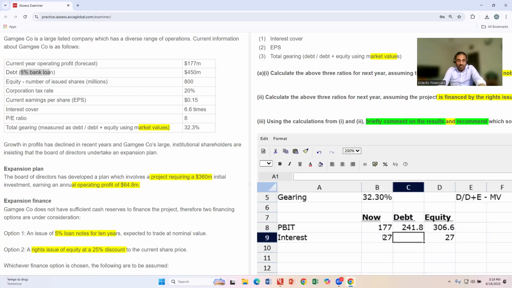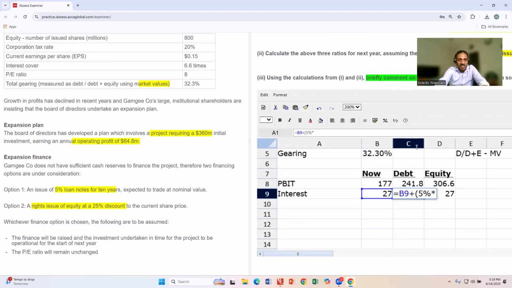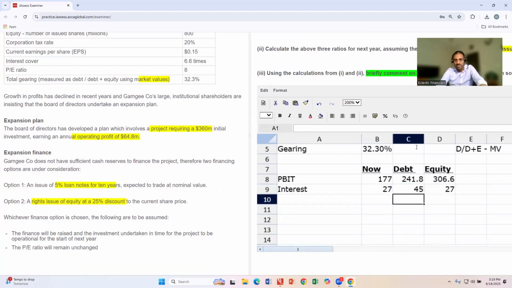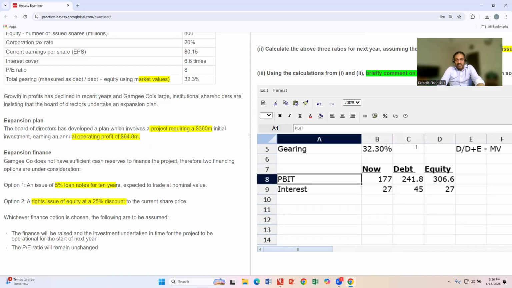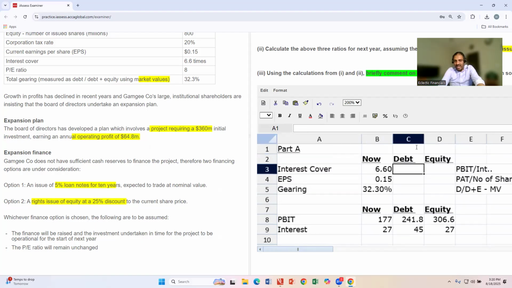But if you move toward the debt finance, that's 27 plus the new debt, a 5% loan. New debt at 5%, multiplied by the total value of 360, that's 18, so 45. PBIT and interest, those two you have done. If you have done that, you can work out easily PBIT divided by interest. 5.37. Same. Control C, Control V.